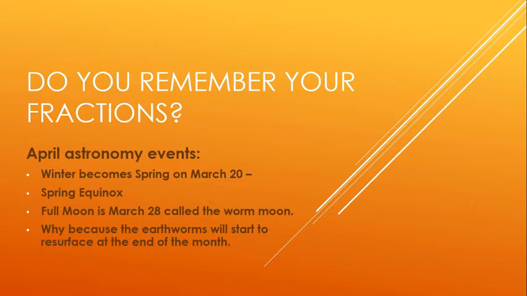By the way, here we come up with some astronomy events. Winter becomes spring on March 20th. It is the spring equinox. The full moon is March 28th, and we're calling it the worm moon this month. Why? Because the earthworms will start to resurface at the end of the month.